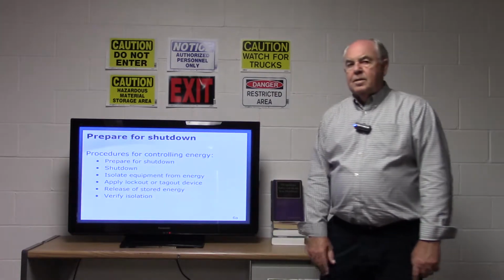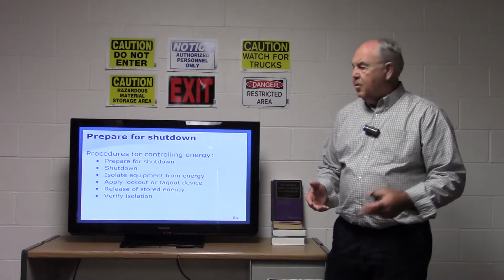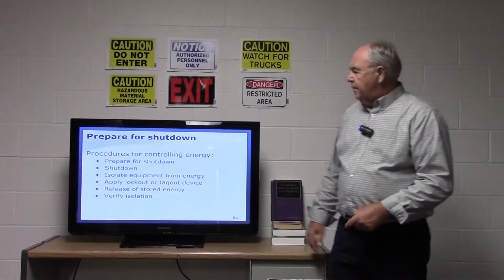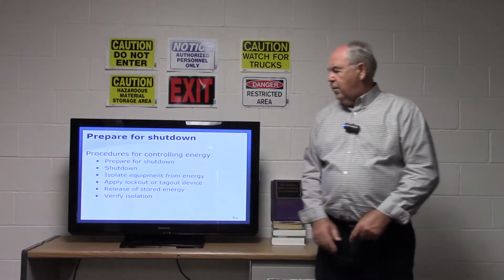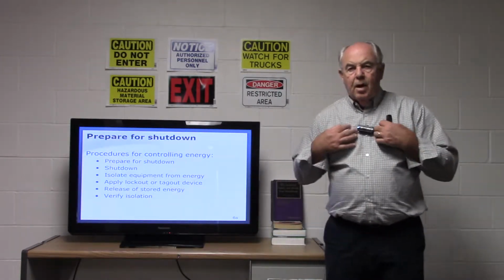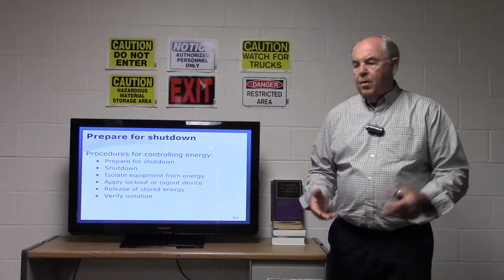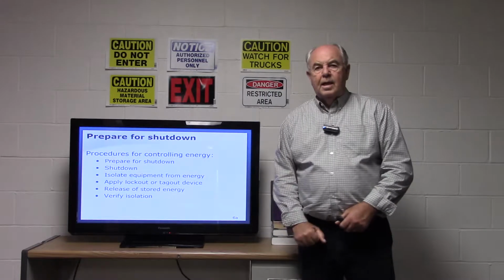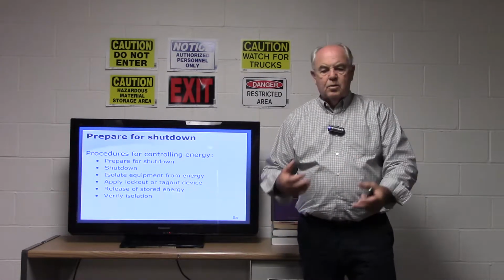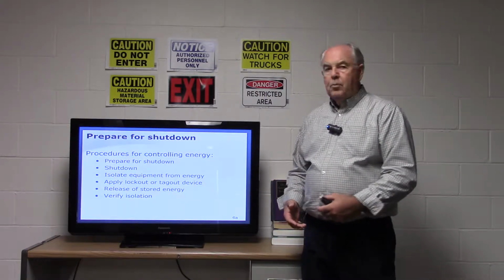So I like to use the 6-step shutdown procedure. 6 steps is pretty easy to remember. So we look for the procedure for controlling energy. Number 1, I want to prepare for a shutdown. We notify the affected employees. If I'm an authorized employee, the first thing I would do is notify the affected employees that we're about to shut down this machine. We have whatever procedures we're going to use, whether it's a repair or maintenance or whatever it might be, all of that is prepared and ready to go.